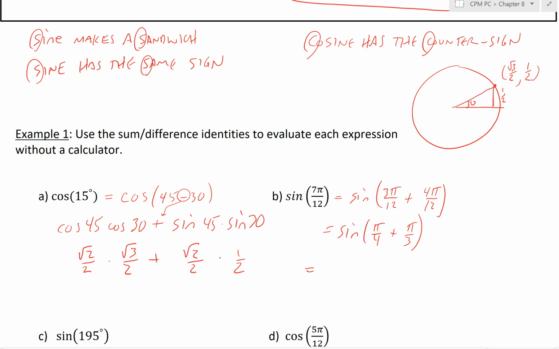And so now we're ready to use the sum equation for sine, and that's going to make a sine sandwich. That's sine pi over 4 cosine pi over 3, and is it going to be a plus or a minus? Plus, because sine has the same sign. Cosine pi over 4 sine pi over 3.